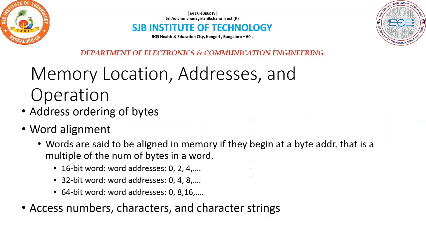Next is memory locations, addresses and operations. Under this, the address ordering of bytes, and word alignment. In word alignment, words are said to be aligned in the memory if they begin at a byte address that is a multiple of the number of bytes in the word. For 16-bit words the word addresses are 0, 2 and 4. For 32-bit words it is 0, 4, 8, and for 64-bit words it is 0, 8 and 16.